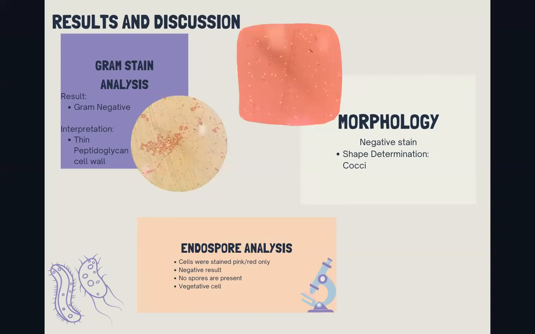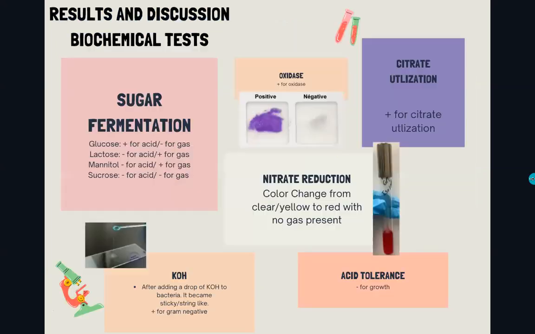We further researched into the endospore stain analysis, and we saw that the stains were pink / a red color, and this indicated a negative result, which further indicated that there were no spores present and that we only had vegetative cells.